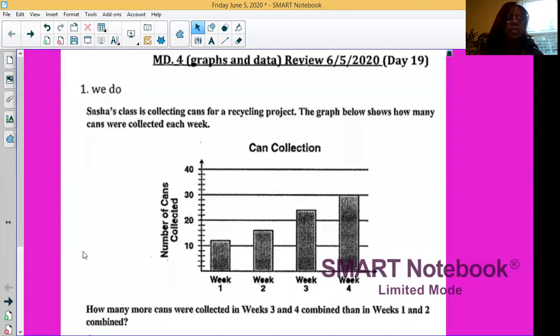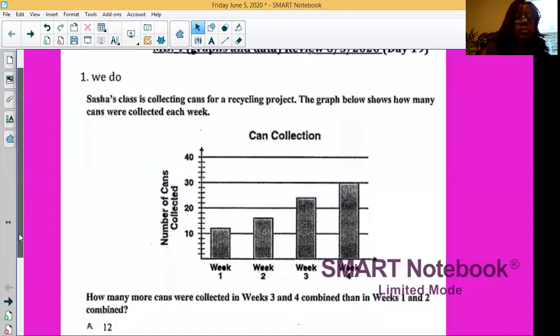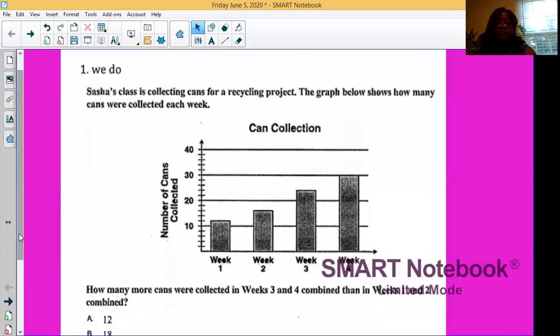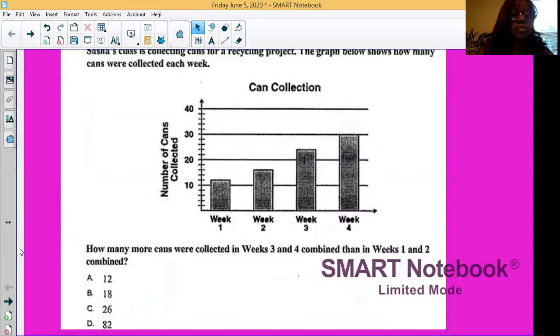Okay. Now let's go to our big question. Our job is to figure out how many more cans were collected in week 1. I'm sorry, collected in weeks 3 and 4 combined than in weeks 1 and 2 combined. Computer's acting crazy.